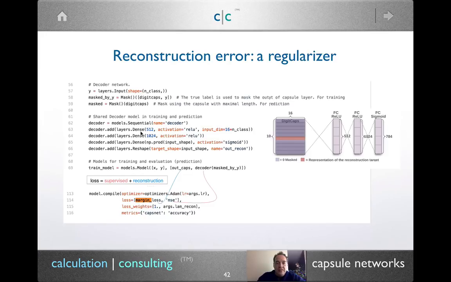So again, this is our layers. Then again, this is where the reconstruction of the mask has occurred. So we pick the most probable vector. We build our decoder, which is a dense layer 512, dense layer 1024. In this case, it's not dense layer 1024. Then dense layer with product of input shape, which is 784. Then we reshape them, and then we're going to get our out caps. Sorry, I don't have the out caps shown here, but trust me that the next step is to just get the out caps from this.